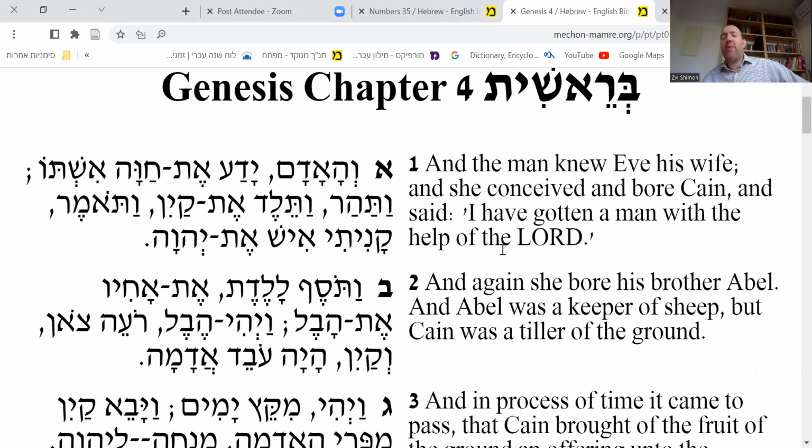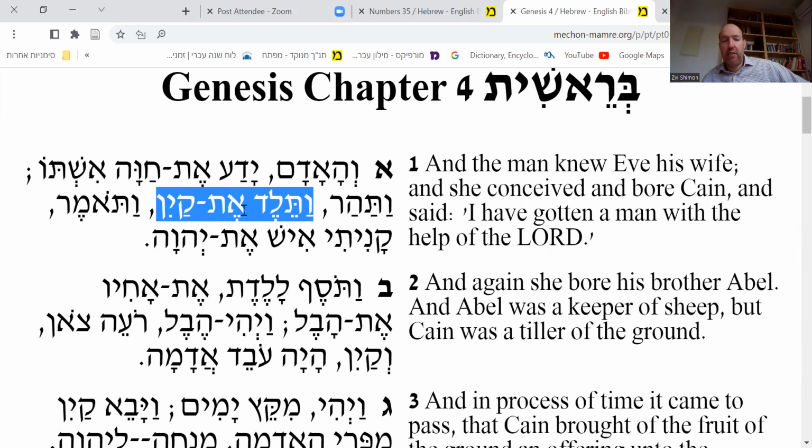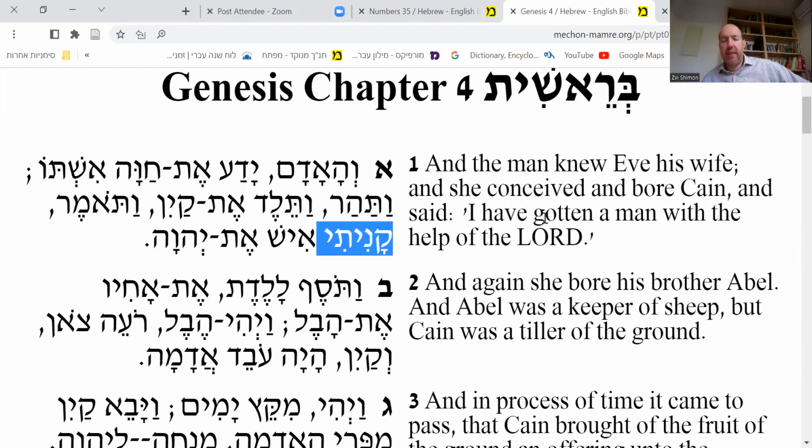The English readers don't pick up on the connection between the explanation and the name itself. But in the Hebrew, in the original, one can see the connection because it says, Vateled et Cain, and she gave birth to Cain. And then she says, Kaniti ish et Hashem. Translated, I have gotten a man. Kaniti, from liknot, to buy. But note the similarity between the name Cain and Kaniti. Very similar sound, Cain, Kaniti, and that's the explanation.